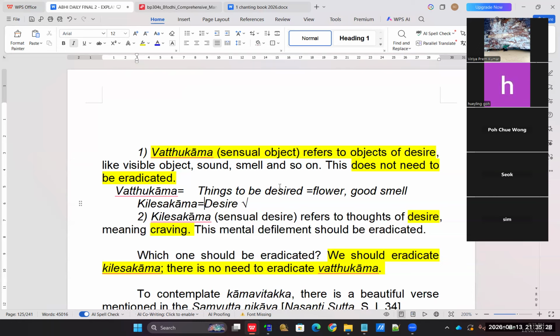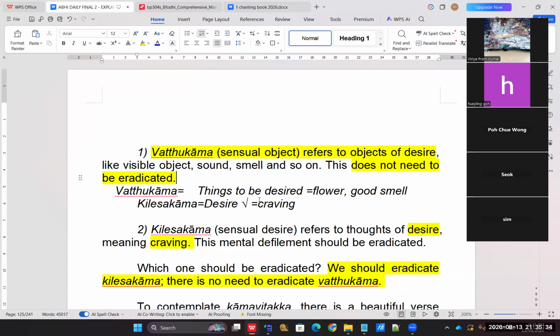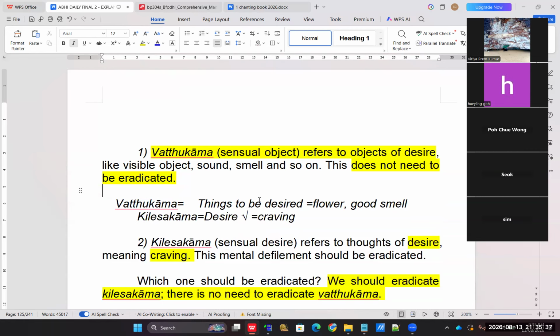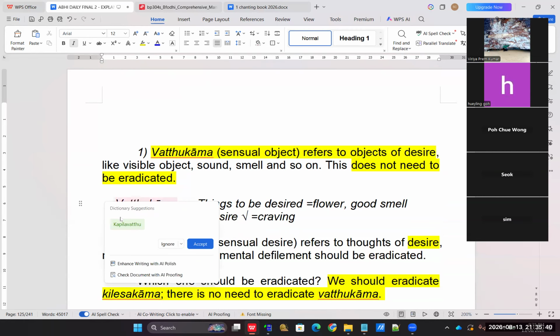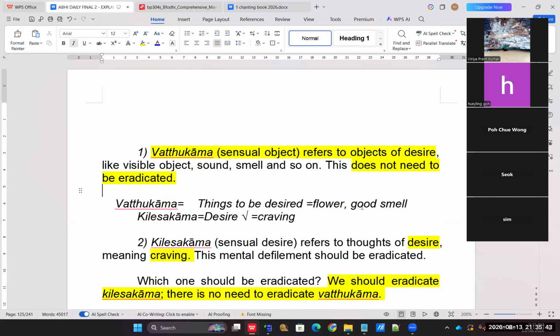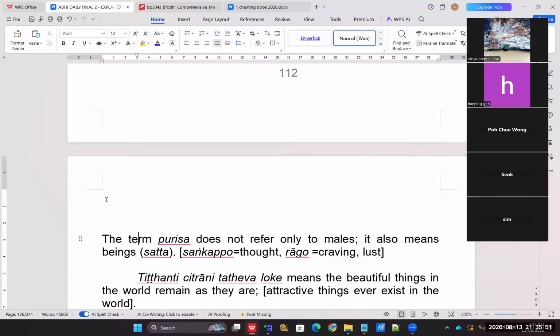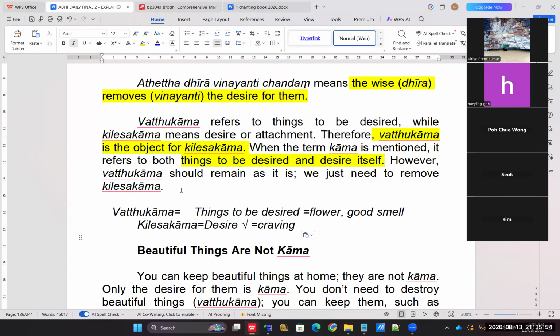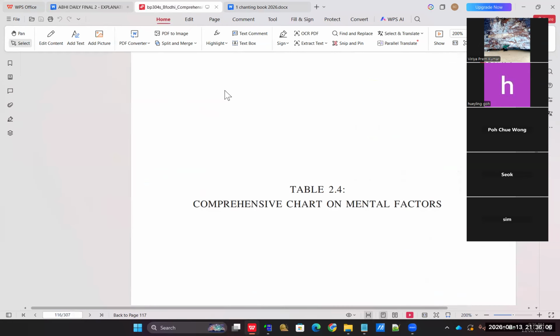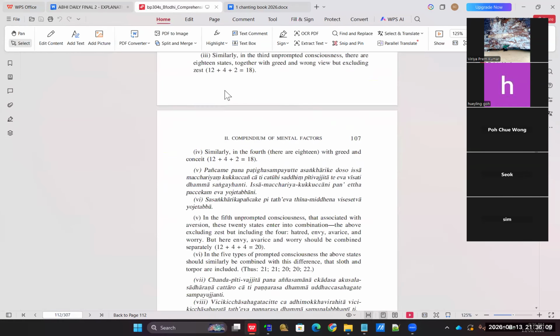So Vatthu kama is the object, like a flower. Desire means similar to craving. So we need to remove the Kilesa kama, not the Vatthu kama. You don't need to destroy all the good flowers, good sights, but we need to destroy the craving towards them. Okay, so this is an example here. Right, so I think that's enough for today. Even though today the topic is actually quite easy, we can look at the Abhidhammattha Sangaha for some more information.